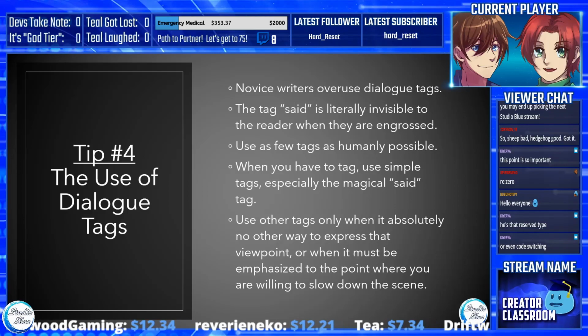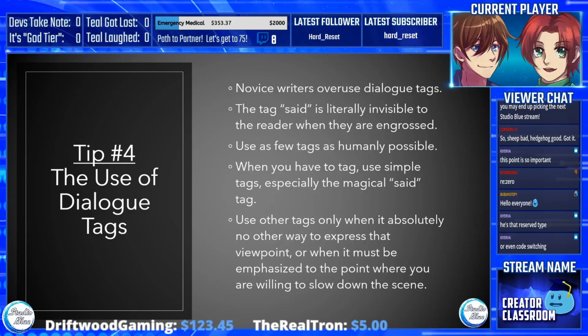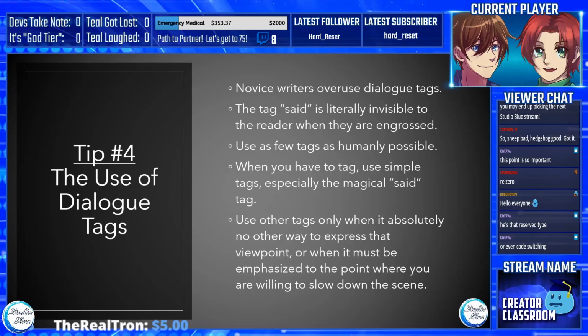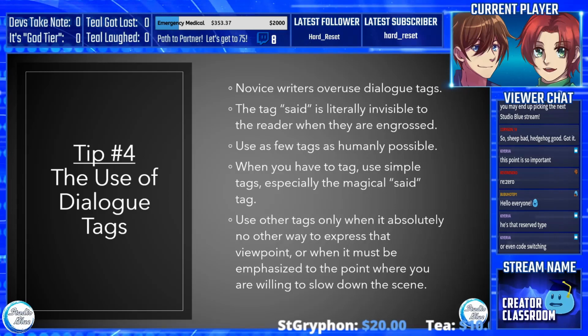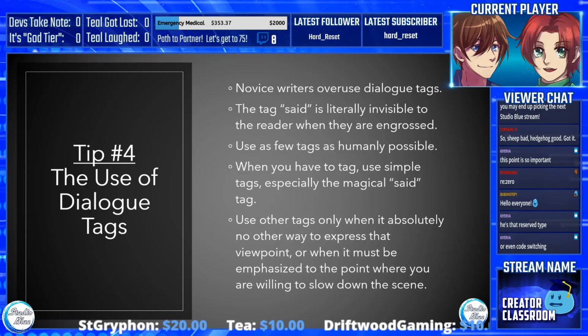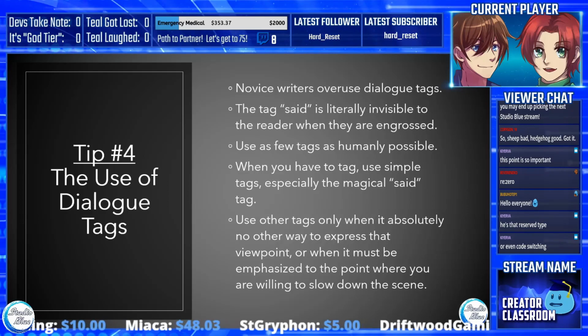And you'll see that in the next sample instead of Steel trying to make stuff up off the cuff. And also, last point, only use other tags like asked, commented, exclaimed, when it's absolutely no other way to express the viewpoint, or when you have to emphasize that point enough that you're willing to slow down the scene. So, if a character gets shot and she says, Father, she screamed, you have just put all the emphasis on that. Now, if you've been having characters scream and bellow and giggle their words out the entire book, that one screamed is going to lose its impact.